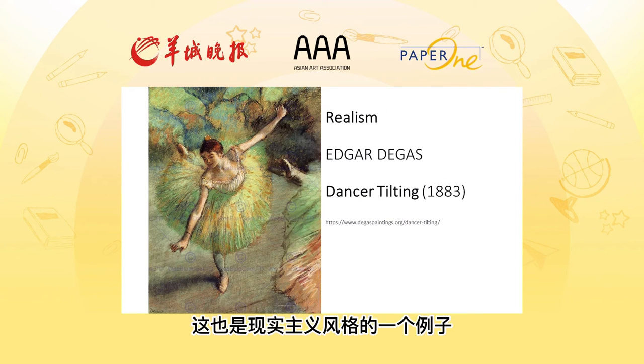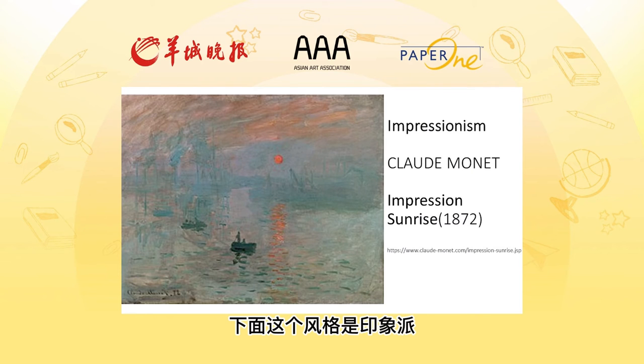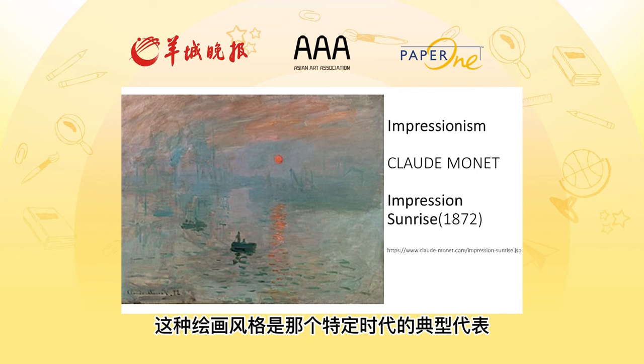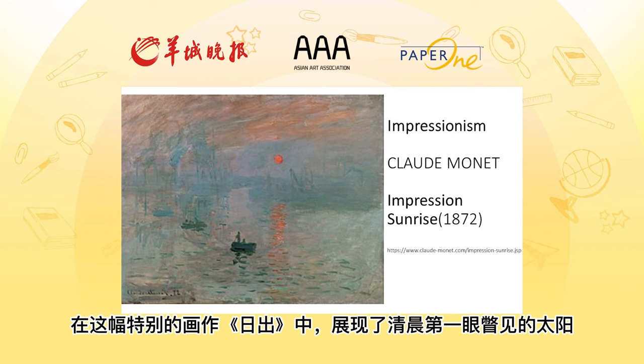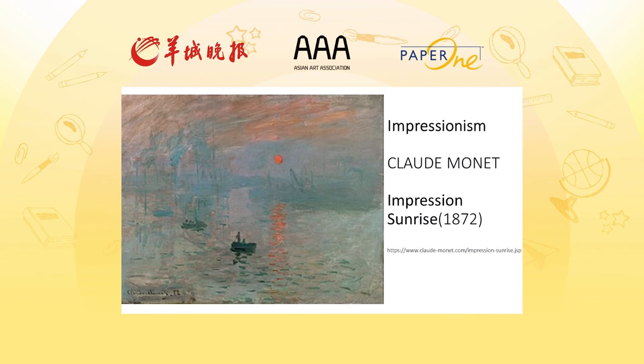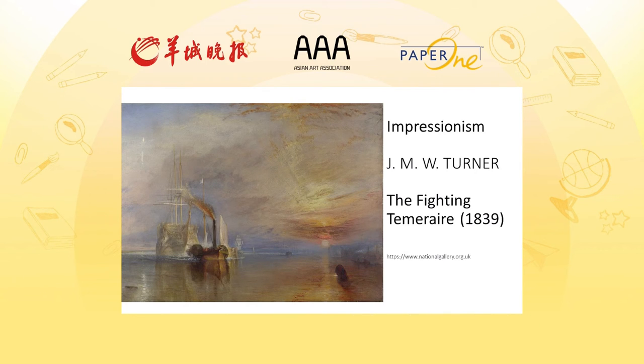This is also an example of the realism style, an artwork by Edgar Degas, titled Dancer Tilting, painted in the year 1883. The following style is Impressionism. This style of painting deals with the mood of a particular time, like morning, afternoon, or night. This particular painting, titled Sunrise, shows the first glimpse of the sun in the early morning. This painting was painted by J.M.W. Turner, also in the impressionist style.